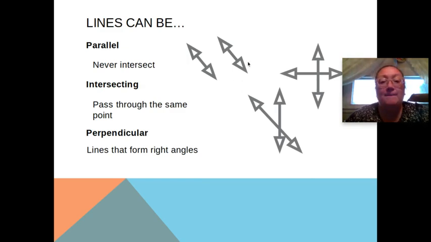So again, parallel lines, we have an example here. They'll never touch. They can go on and on and on forever, and they will never touch. We have intersecting lines here where they come together at a point and then just keep on going. And then perpendicular, to a T. They make right angles, okay?